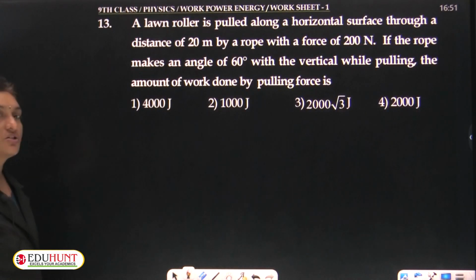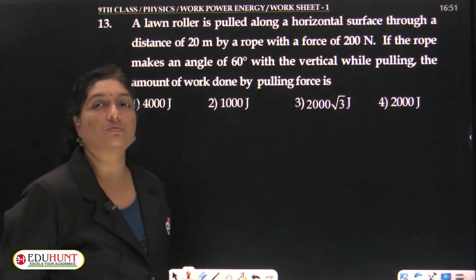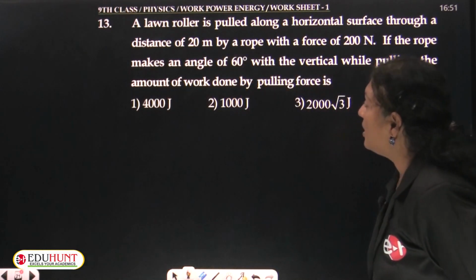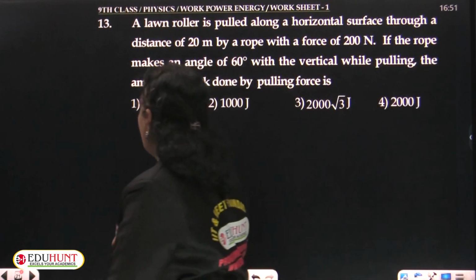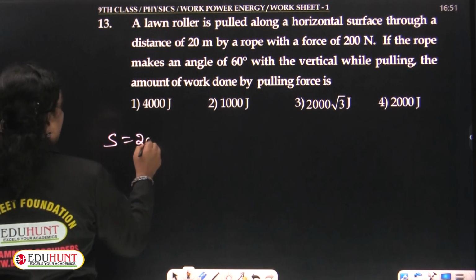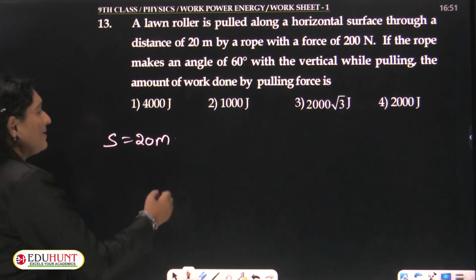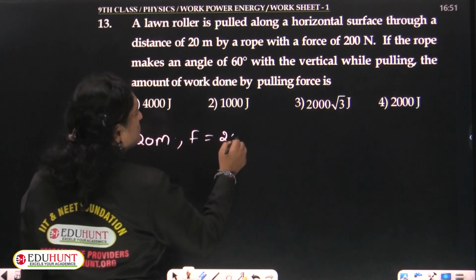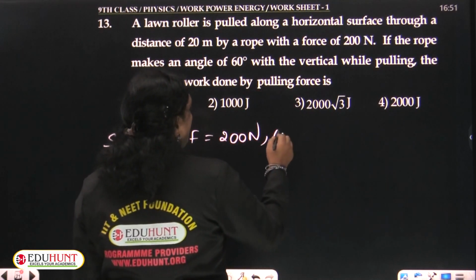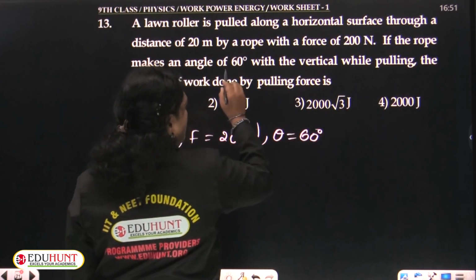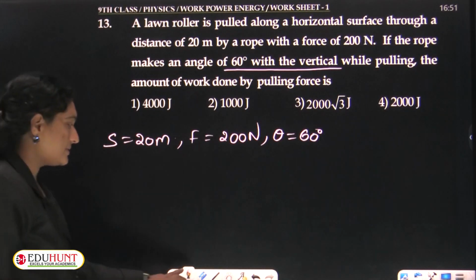So, moving ahead with the next question, children. 13th question. A lawn roller is pulled along a horizontal surface through a distance of 20 meters. So, what is the distance covered given? 20 meters, by a rope with a force of 200 Newton. If the rope makes an angle of 60 degrees with the vertical, this is important, children, 60 degrees with the vertical. So, makes sense.